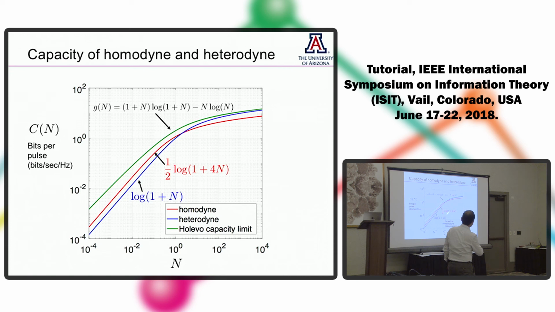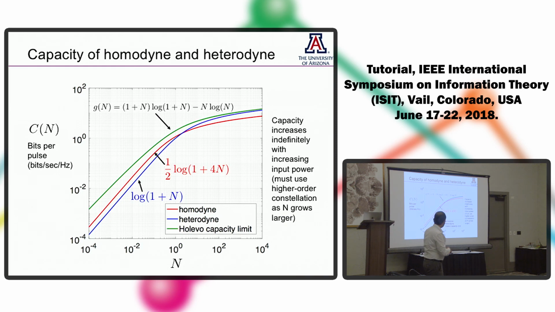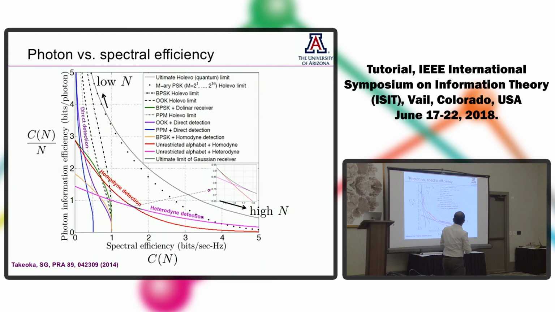And heterodyne detection's capacity becomes asymptotically optimal when n becomes high, meaning the ratio of these two gets closer and closer to 1 as n goes to infinity. Okay, so now capacity increases indefinitely, as I said, with increasing input power. So we must use higher order constellations in order to keep up with that, right? So we have been only talking about the BPSK constellation. That's a topic I'm completely going to skip right now, but I'll just show you the results.